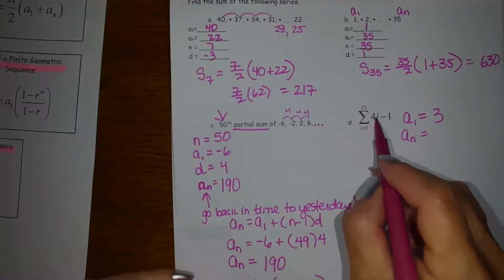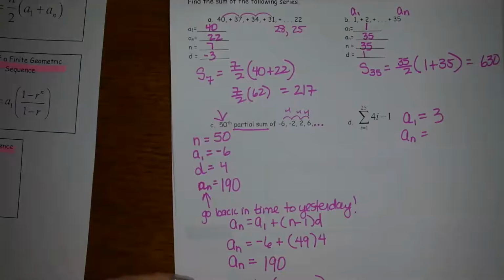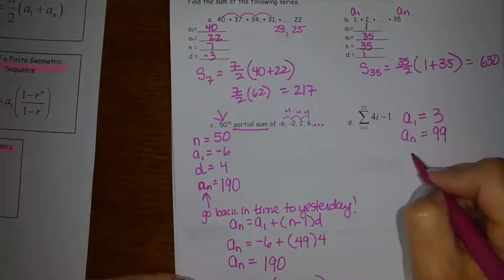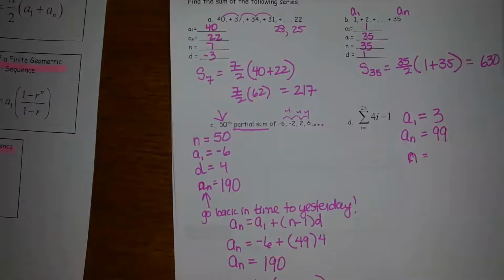Plug 25 in. What's 25 times 4? Minus 1. What is N? How do you figure out N? I want to make sure you can figure that out.